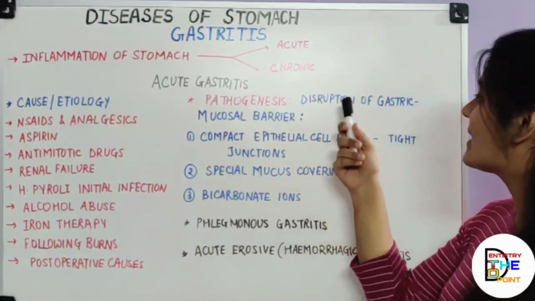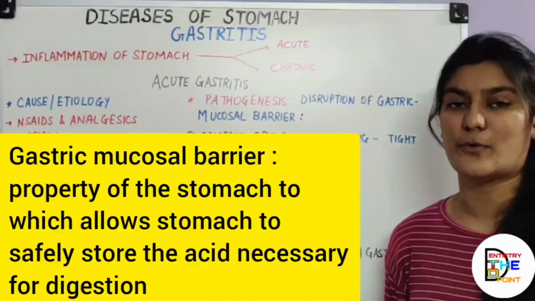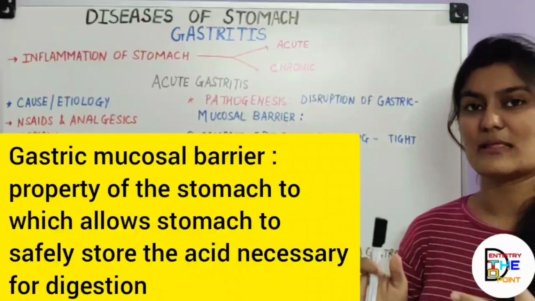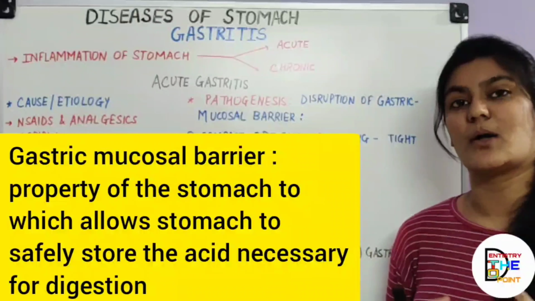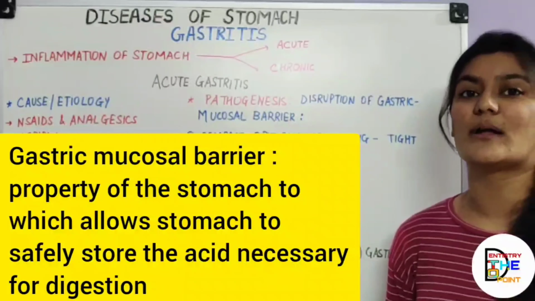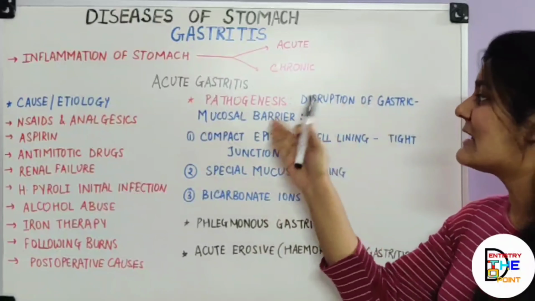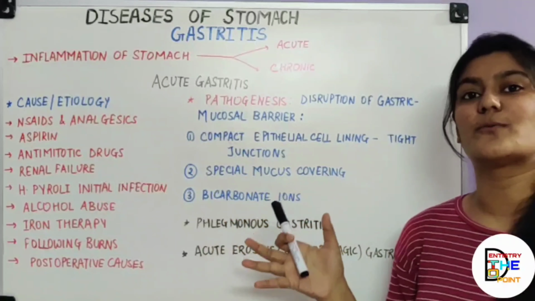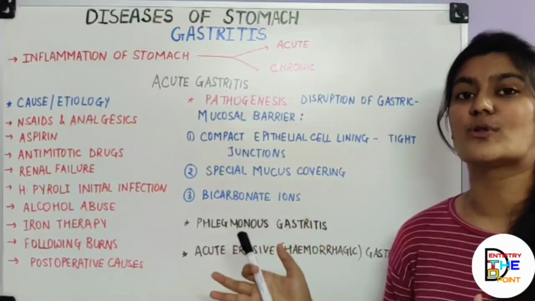Now, what is this gastric mucosal barrier? It is just the property of the stomach which allows it to safely contain the acid which is required for digestion. Again, what is the gastric mucosal barrier? That is nothing but the property of the stomach which allows it to safely contain the acid that is required for digestion. If there is any disruption or this gastric mucosal barrier breaks, then the acid is going to diffuse and cause damage to the mucosa.